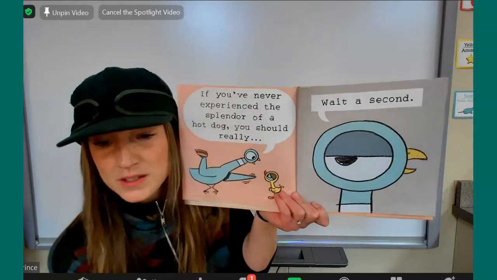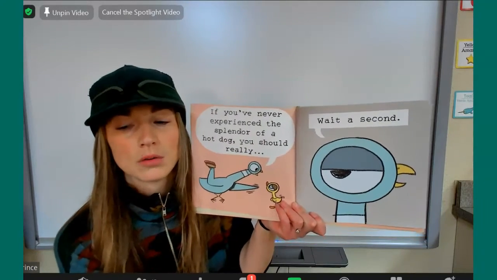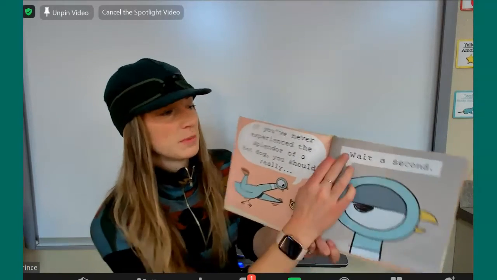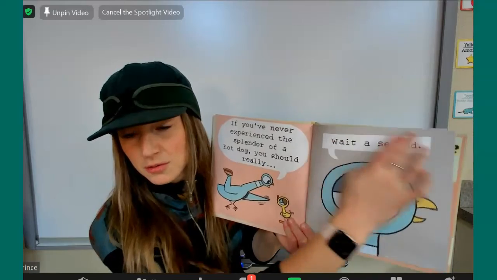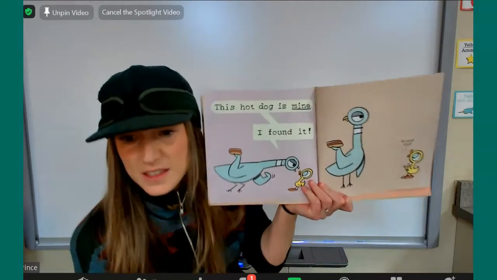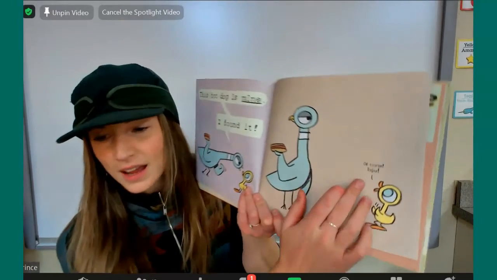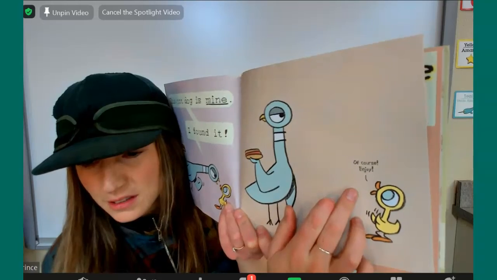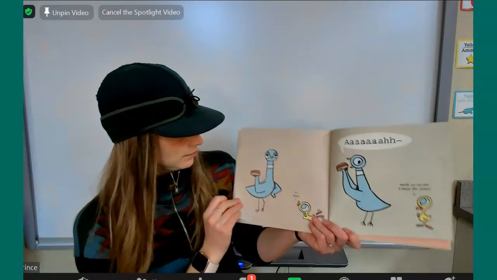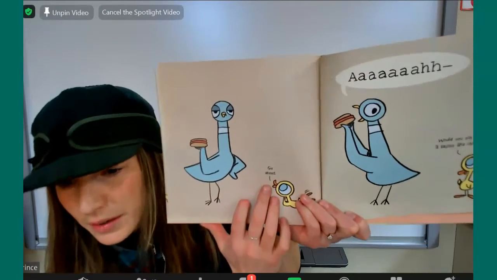If you've never experienced the splendor of a hot dog, you should really... Wait a second. Look, the speech bubble turned into a speech rectangle. This hot dog is mine. I found it. And then the little duckling says, "Of course, enjoy." Duckling says, "Go ahead."